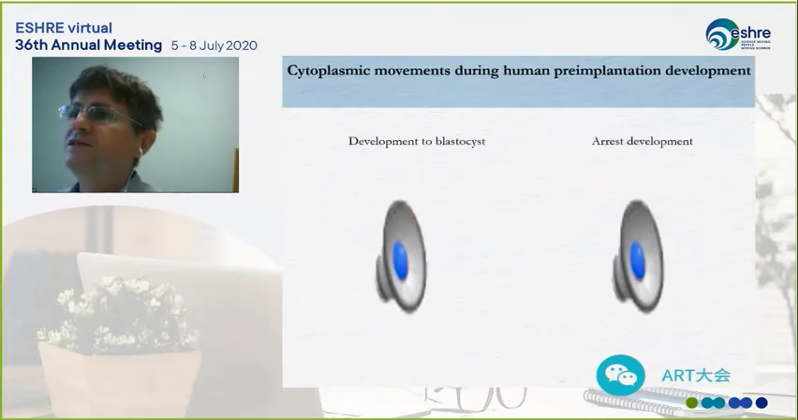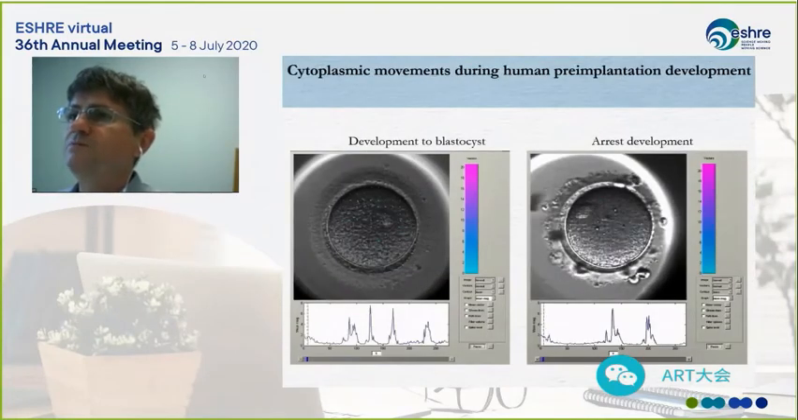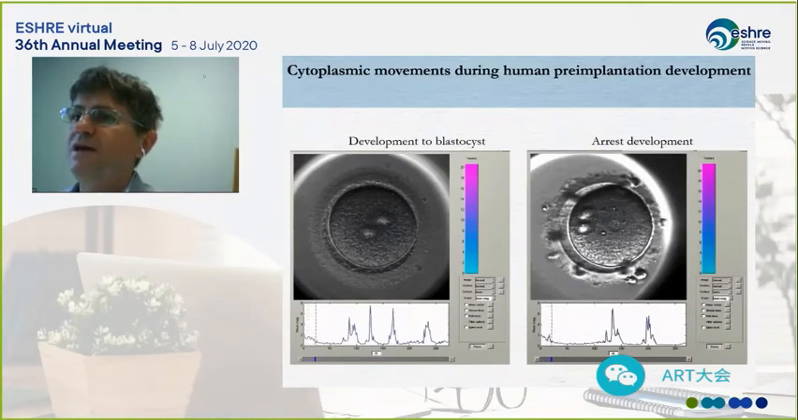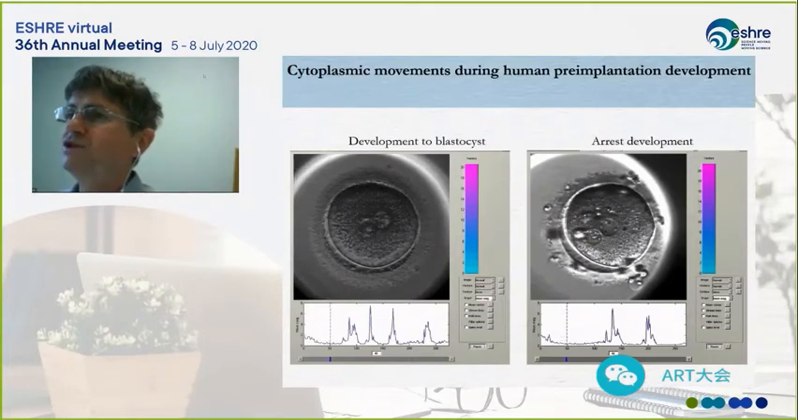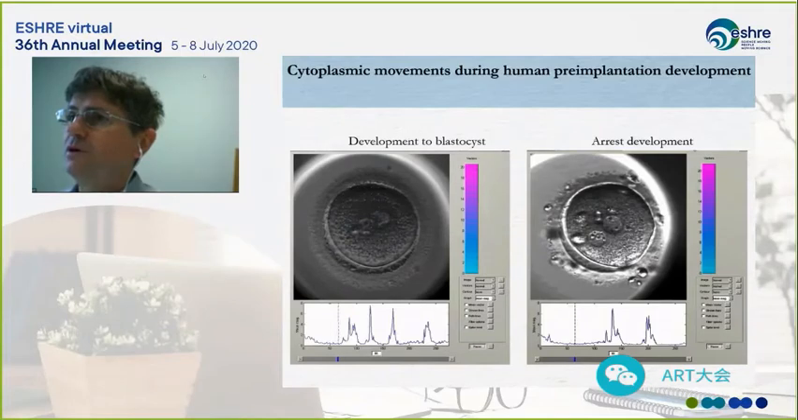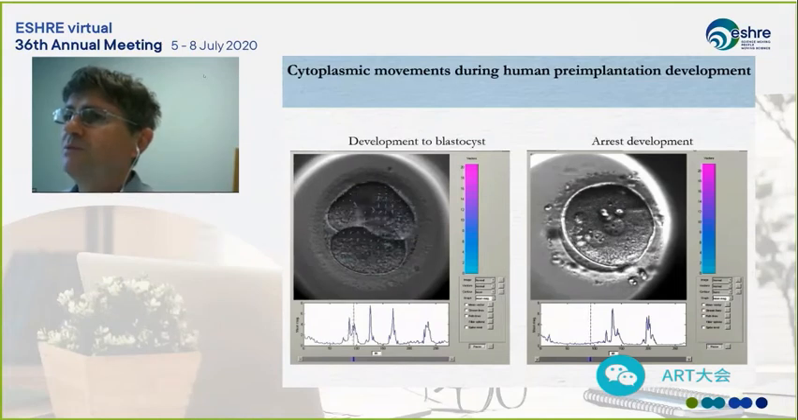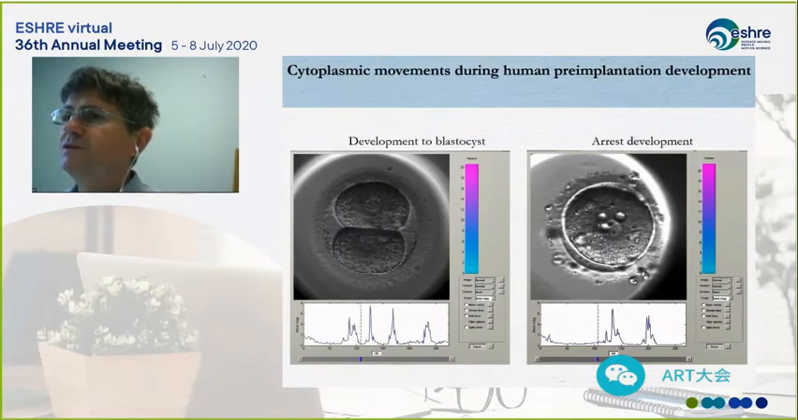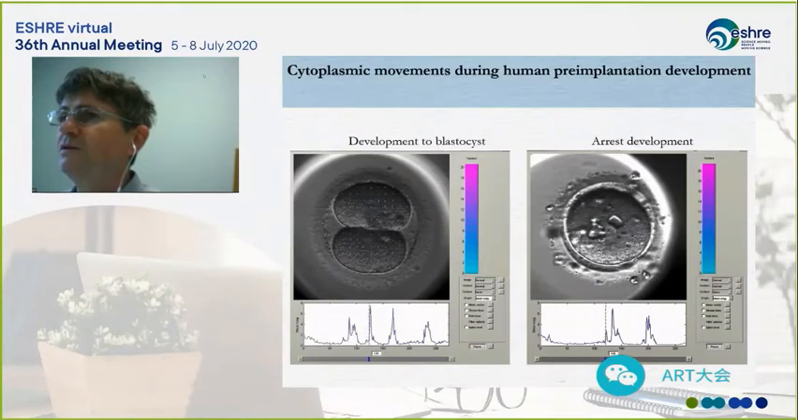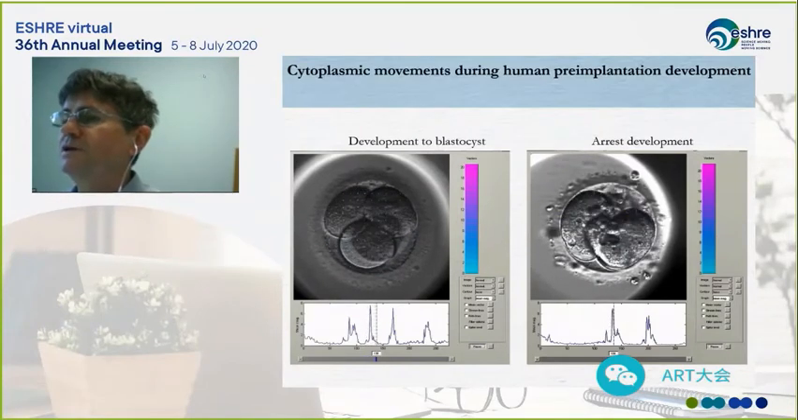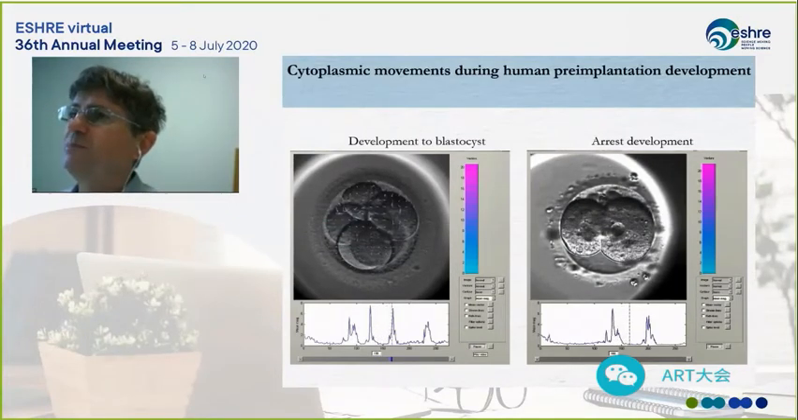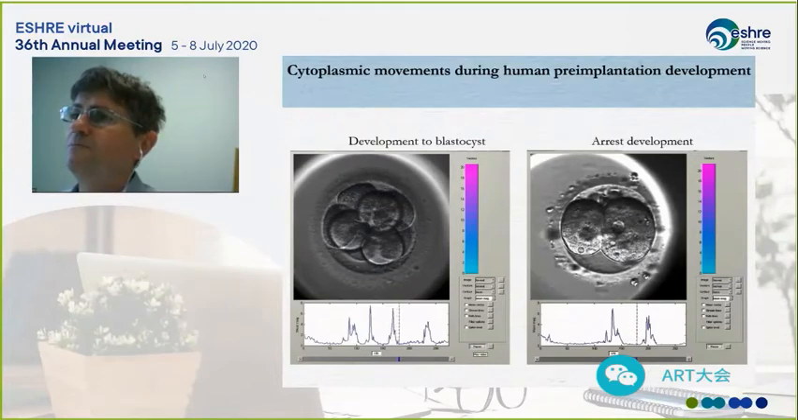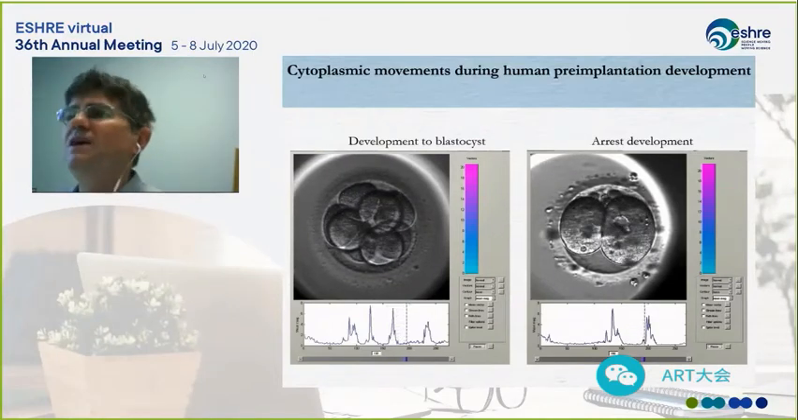And these time-lapse movies show you the analysis of two groups of preimplantation embryos. One group of embryos that reach the blastocyst stage, like this one. And please notice here the spikes of the first, second, third, and fourth cell divisions. And this one is an example of a group of embryos that arrested development sometime before blastocyst.